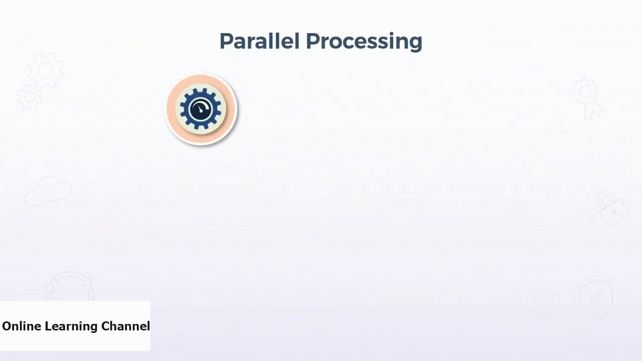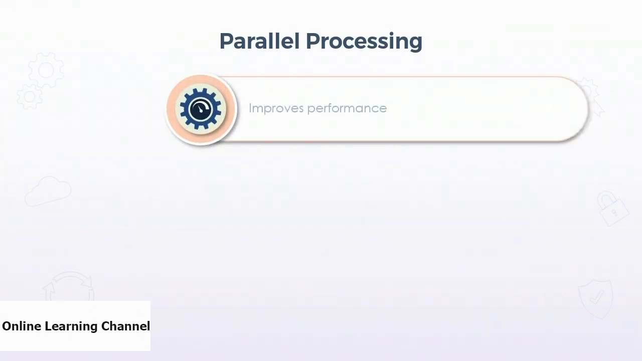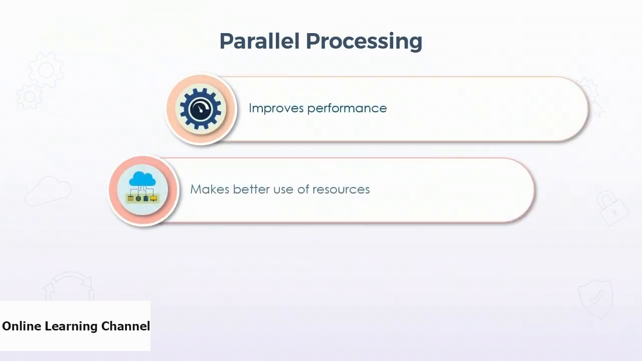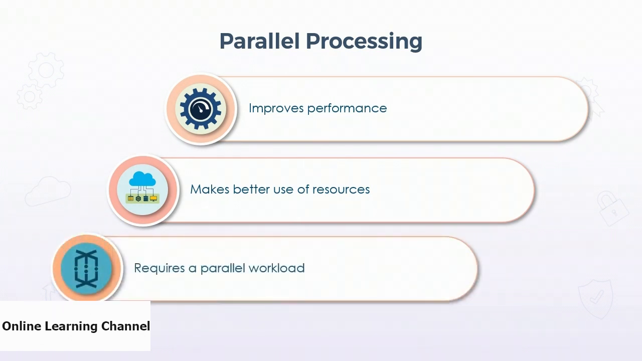Databricks takes advantage of parallel processing, which improves performance by making better use of resources. It does this by processing different workloads using parallel threads that run at the same time, saving processing time. Parallel processing requires parallel workloads. Parallel workloads are workloads that are not interdependent.